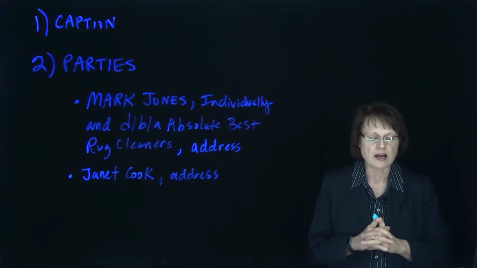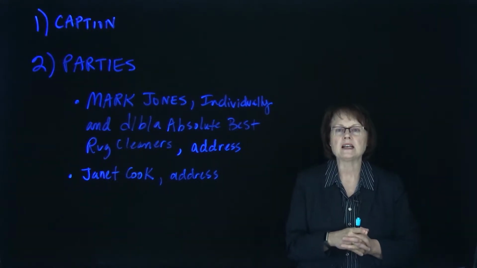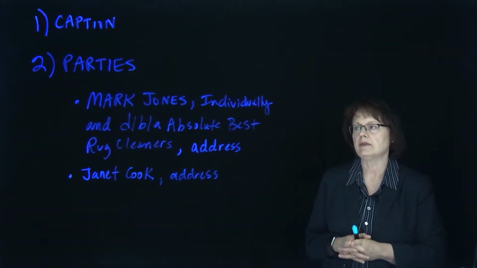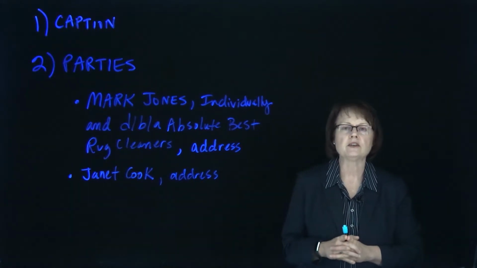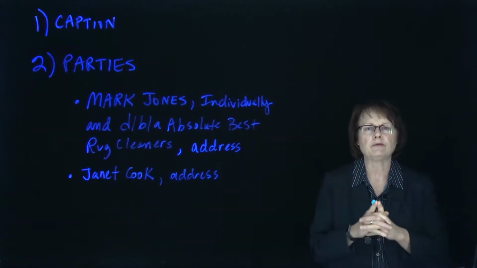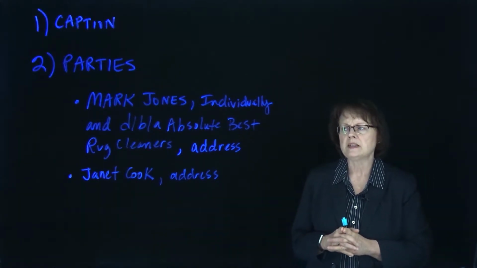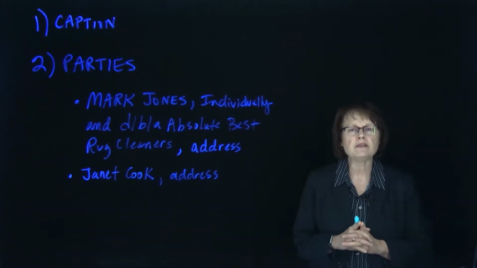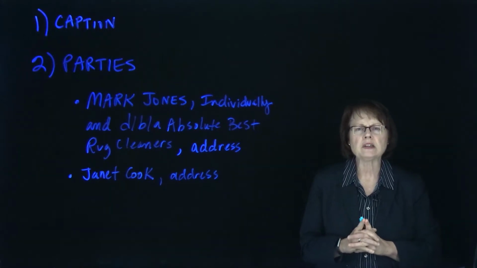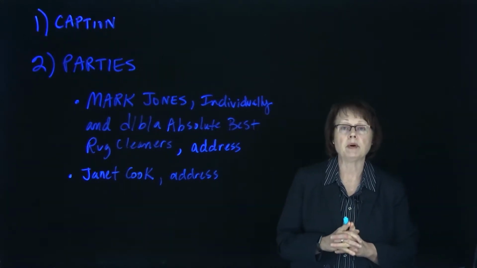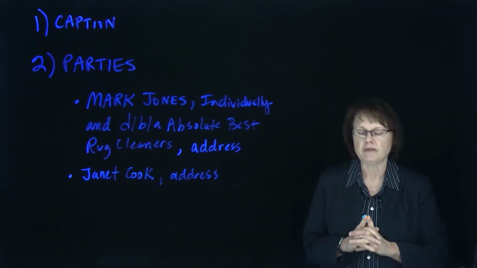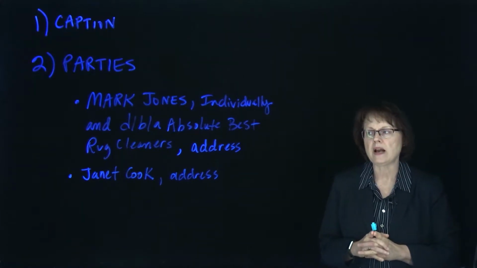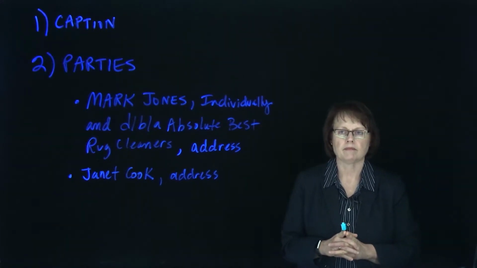I've had students draft contracts where at some point in the document they refer to the person as Mark Jones, another part of the document they refer to the person as Absolute Best Rug Cleaners, another part of the document they refer to this party as the business owner. As a reader, it gets very, very confusing when different labels are applied to the same party. And so I would just be very consistent and always describe the parties the same way throughout the entire document.